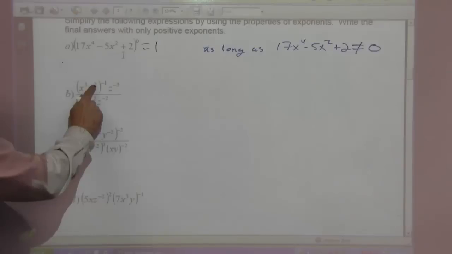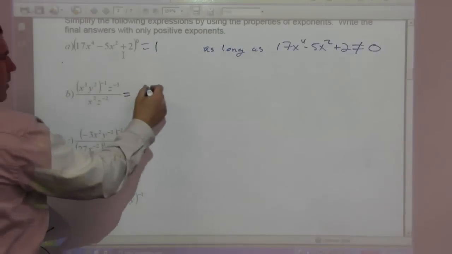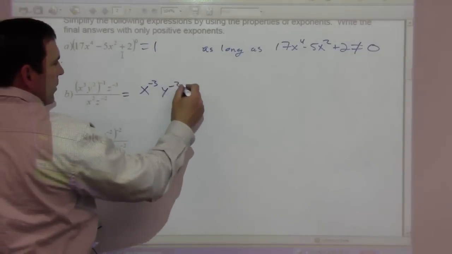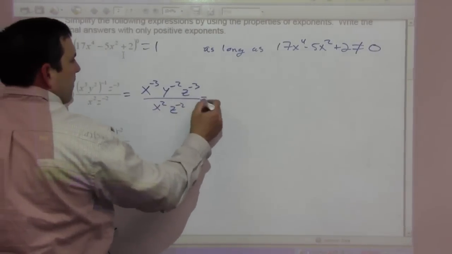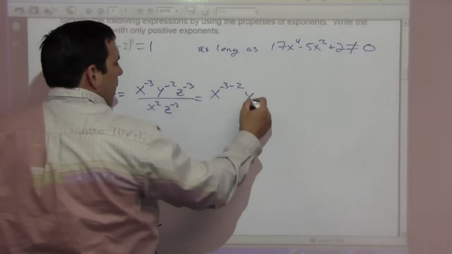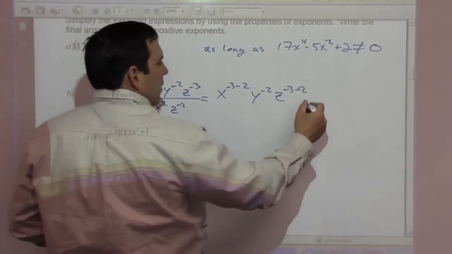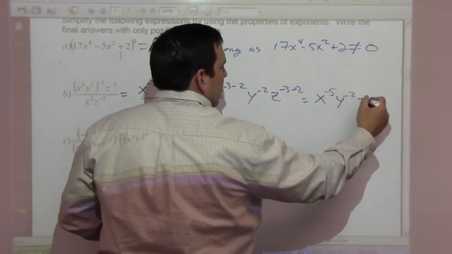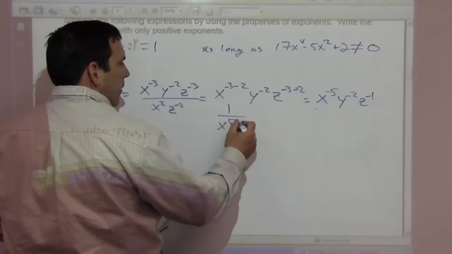Next, x cubed y squared to the negative 1 times z to the negative 3 over x squared z to the negative 2. I bring this negative in here, that's x to the 3 times negative 1, or negative 3, y to the 2 times negative 1, that's y to the negative 2, z to the negative 3 over x squared z to the negative 2. Now this is x to the negative 3 minus 2, y to the negative 2, z to the negative 3 minus negative 2. So we have x to the negative 5, y to the negative 2, z to the negative 1. They're all going to have negative powers, so it's going to be 1 over x to the 5th, y to the 2, z.